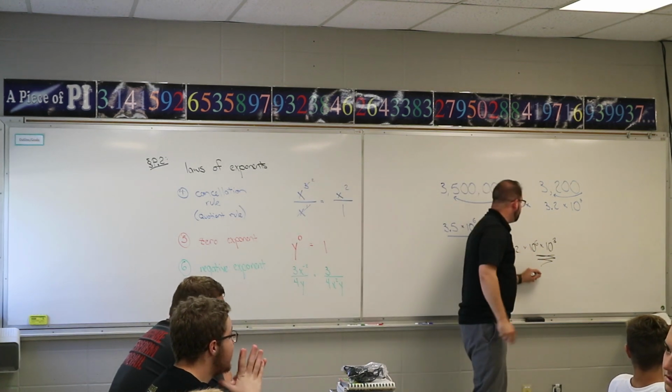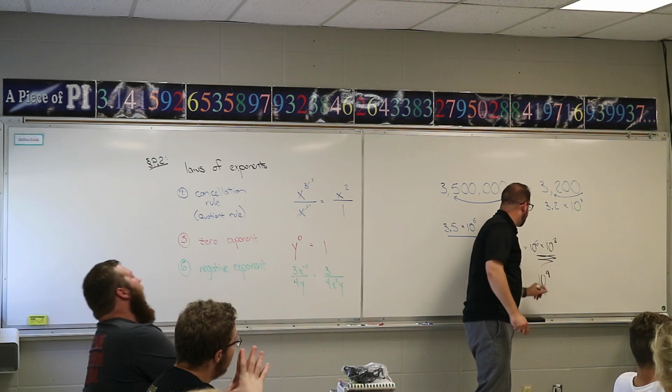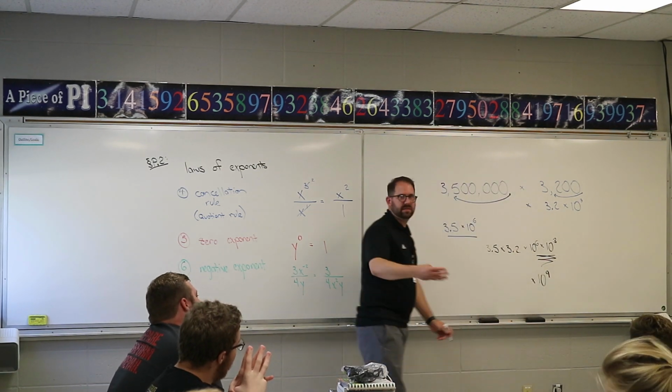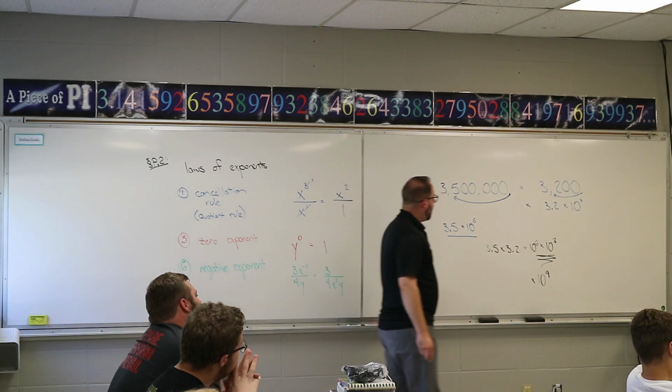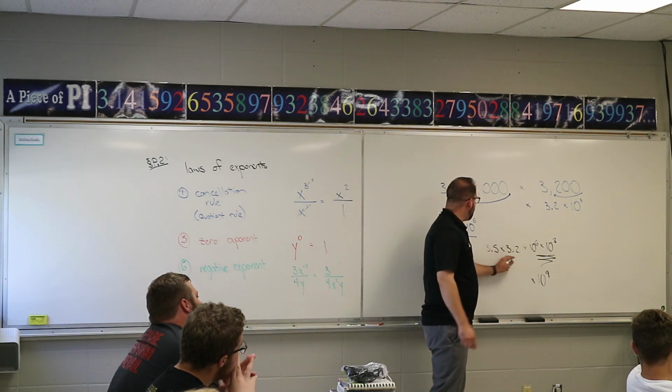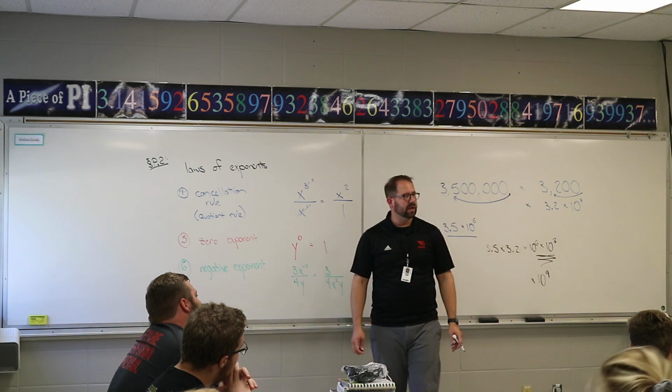I have a bunch of 10s. I have 9 10s in the back, because you would add the 6 and 3 together. It's like a variable. Think of a 10 like an x. And then you would just multiply 32 and the 35 here and make sure the decimals are there.